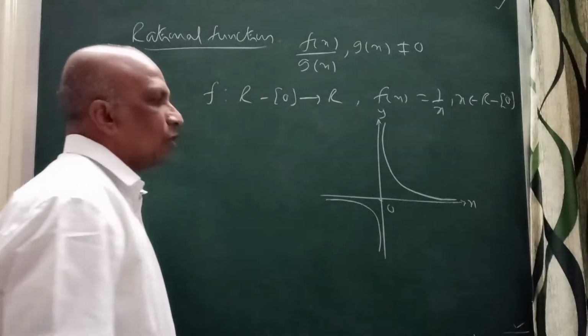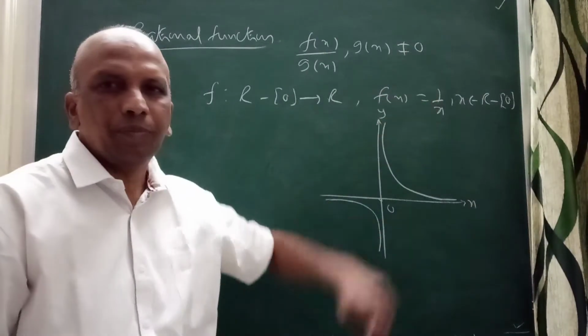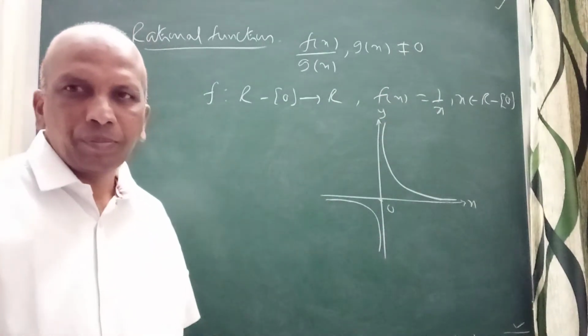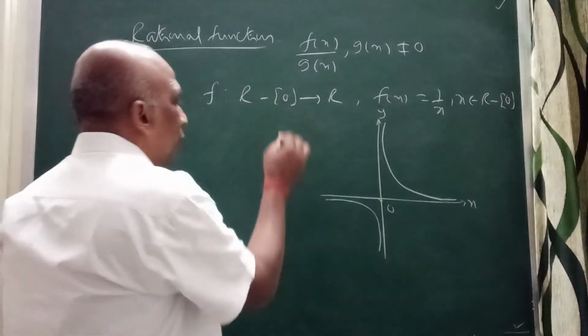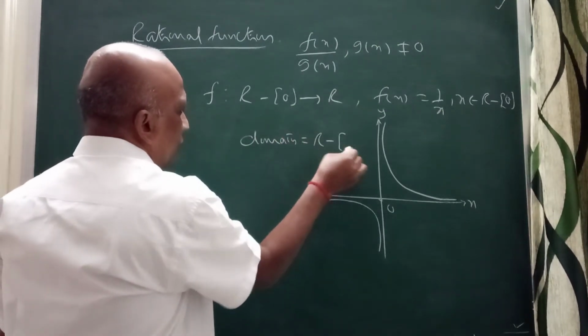Correct. The graph will be like this. This is the graph of the reciprocal function, f of x is 1 by x. So you can see the domain clearly here. The domain we define as R minus singleton 0, right?